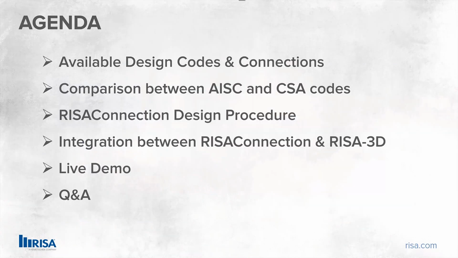Okay, really quickly, let's just look at a quick agenda here. We're going to walk through a variety of things, both in PowerPoint and then also in a live demo. First, we'll talk a little bit about the available design codes and connection types in RISAConnection. Then we'll talk about the comparison between AISC and the CSA codes, and how we look at the design procedure within RISAConnection with those differences, and what happens when one of the codes assumes something different, or doesn't explicitly have some rules to guide us on a particular connection type.